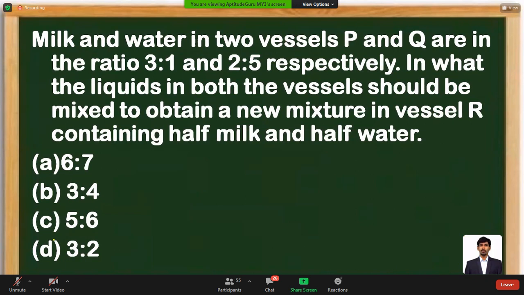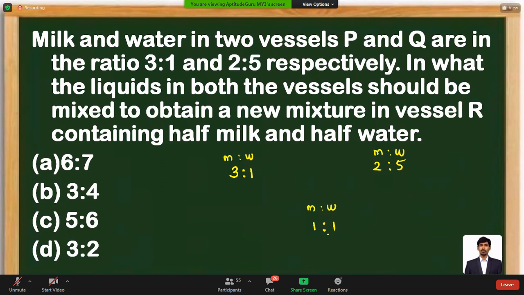Look at the next question available on the screen. Milk and water of 2 vessels: one is 3:1 and the other is 2:5. In what ratio are these two liquids mixed so that the new mixture contains half milk and half water? What is half milk and half water? 50% milk, 50% water. It will be 1:1. So that is given indirectly.